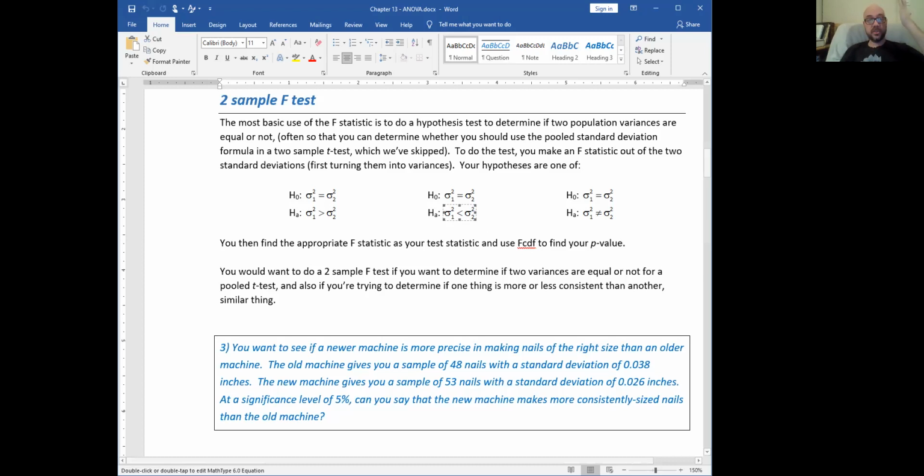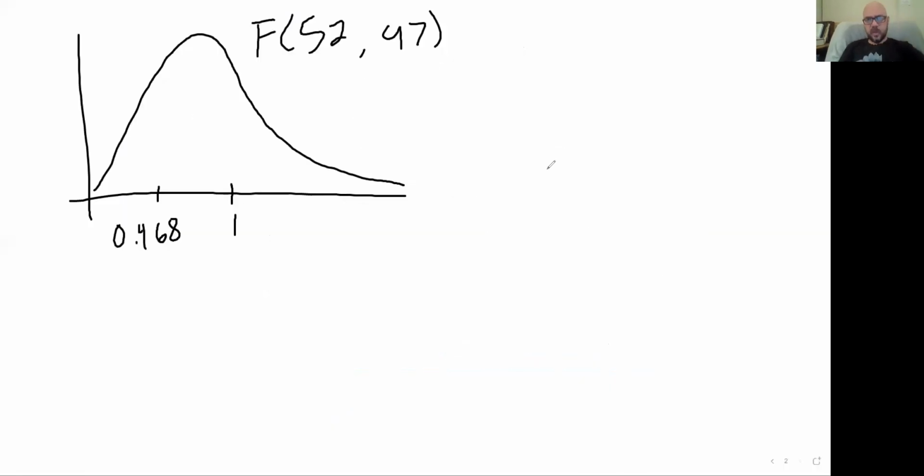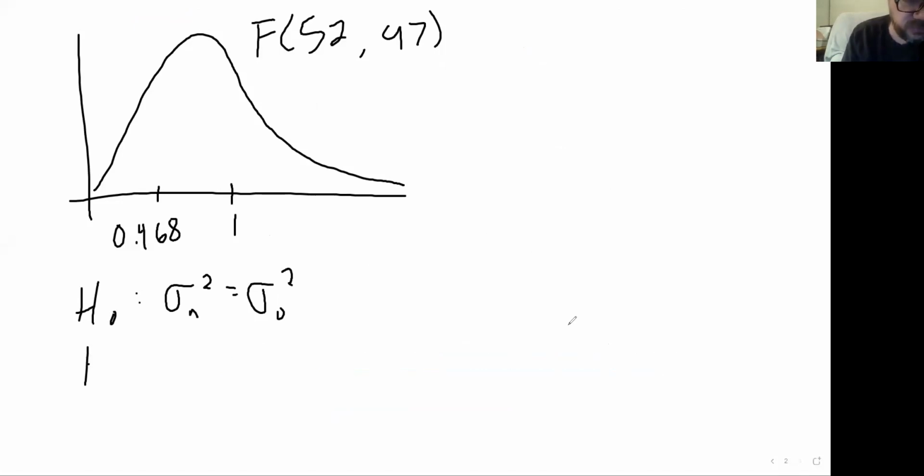So let's write some hypotheses. I've got my null hypothesis H naught: sigma sub n squared is equal to sigma sub O squared. And my alternative hypothesis is that sigma sub n squared is less than sigma sub O squared.